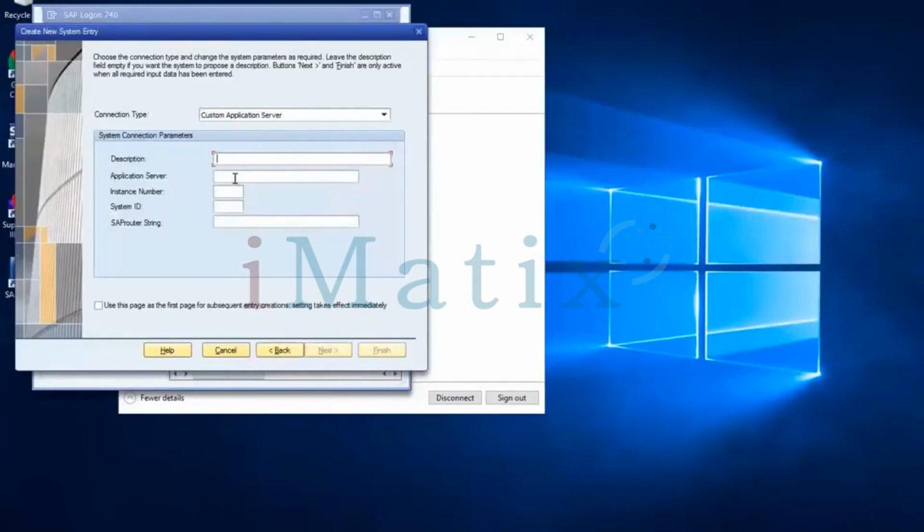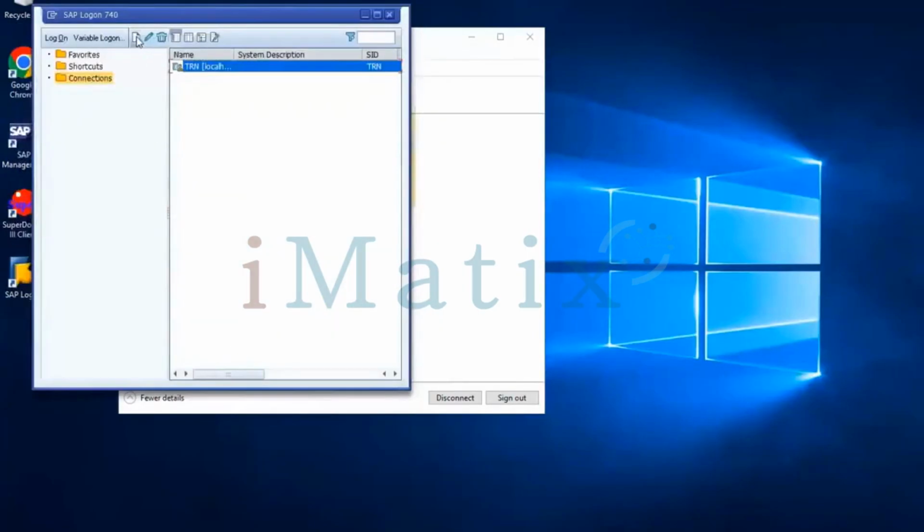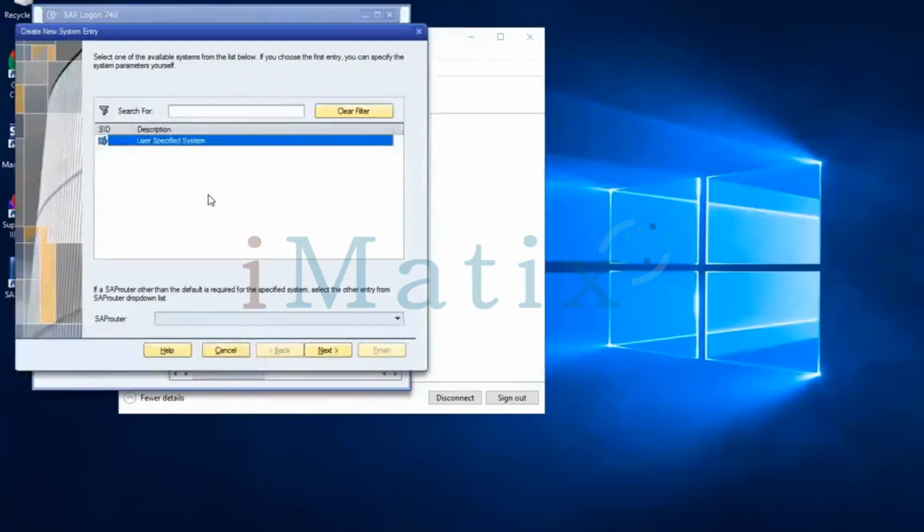Just a second, Sanjay. One sec, I am not watching your screen. Can you show me where the Create button is? The Create button is here. In SAP Logon, you have to open the software. Yes. And you show us first, because otherwise we missed it.